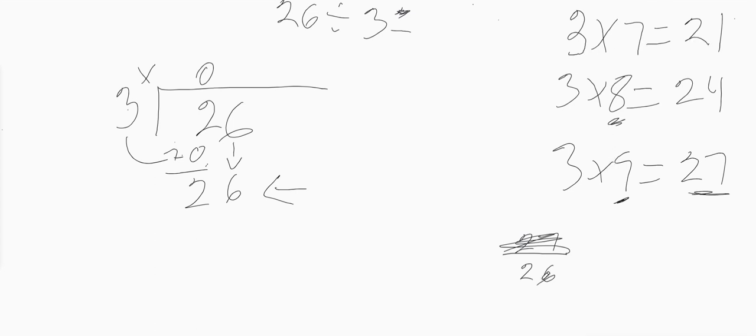3 times 7 is 21. It is less than 26, but you can get 3 more in there to get 24. So 21 is wrong. So the closest to 26 that you can get is 24. 3 times 8. You only write your 8 here. 3 times 8 is 24.